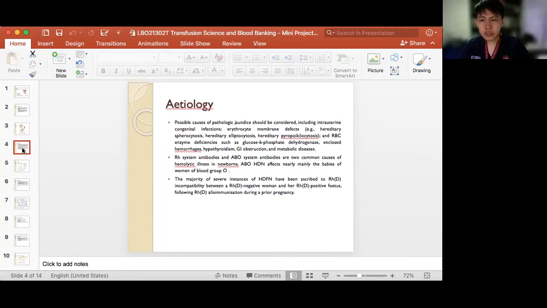Rhesus system antibodies and ABO system antibodies are 2 common causes of hemolytic illness in newborns. ABO HDN affects mainly the babies of women of blood group O. Now, the majority of severe instances of HDN have been ascribed to rhesus D incompatibility between a rhesus D negative woman and her rhesus D positive fetus following rhesus D alloimmunization during a prior pregnancy.